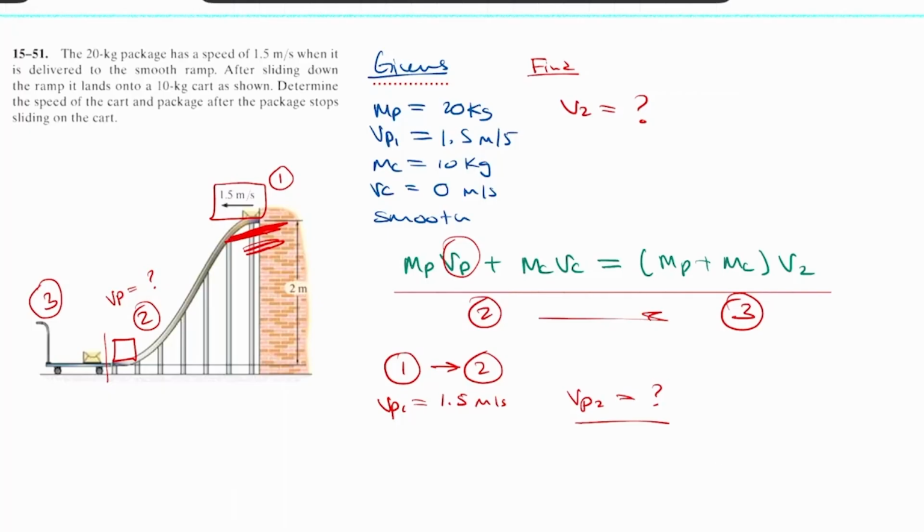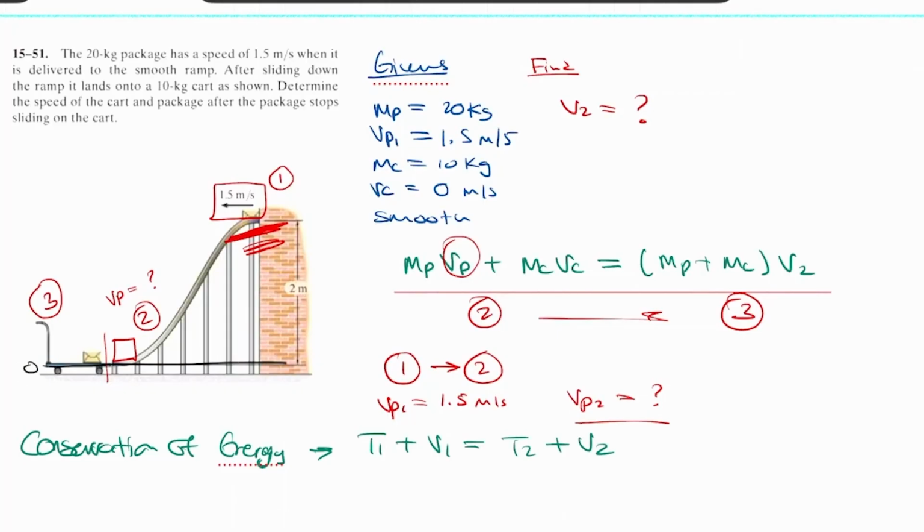So how do we do that? We have a height difference and a velocity that we're looking for. Well, pretty easy. Every time we have a height difference and we have objects in free fall, we can use the conservation of energy. So T1 plus V1 is equal to T2 plus V2. If we say, once again, that this is our 0 line of reference, we do have the height here. It is 2 meters, see it there. So we can say that the height at 2 is equal to 0 because it's the reference.